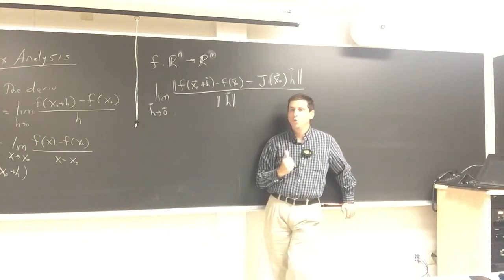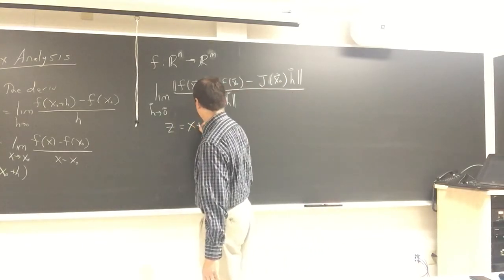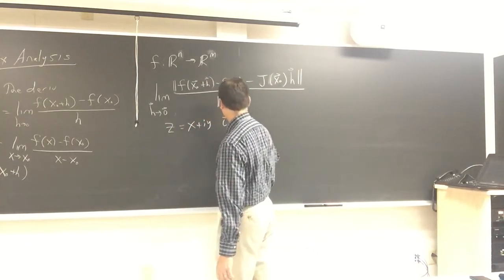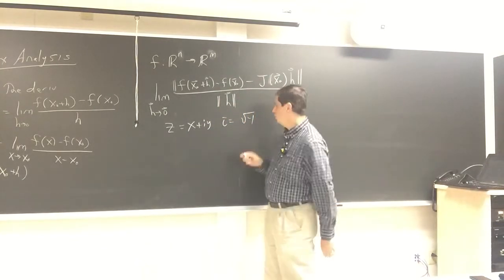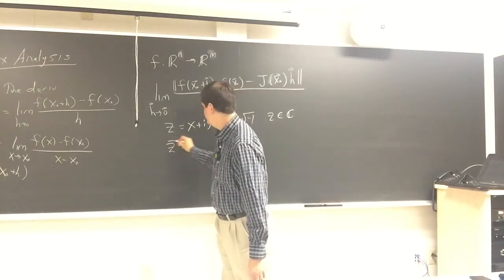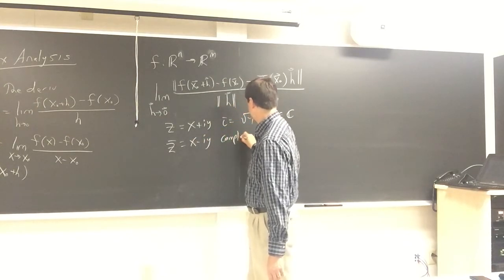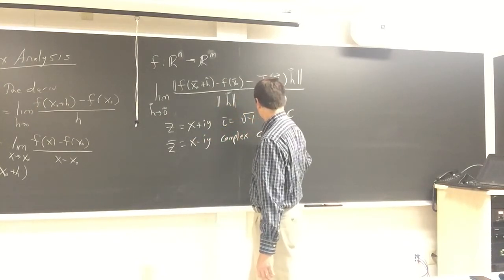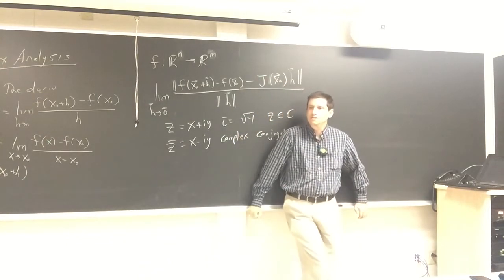The question is going to become, what is the right definition for the derivative of a complex variable? So, we will write z is x plus iy. I is, or I am, the square root of -1. This is going to be our generic complex number. We will write this as z is in C. We'll write z bar is x minus iy, and that's the complex conjugate. And the question is, which is the right way to define the derivative?